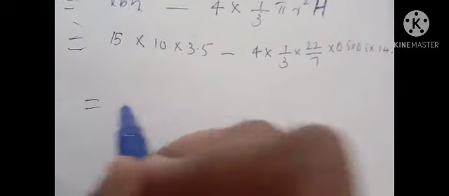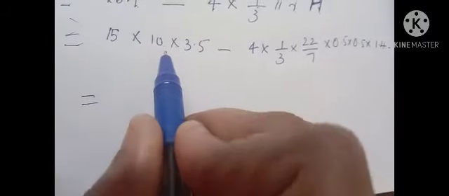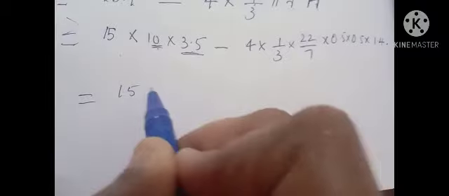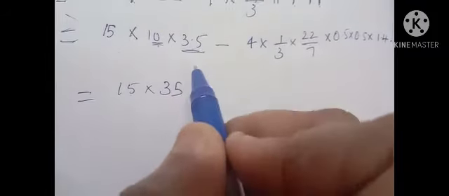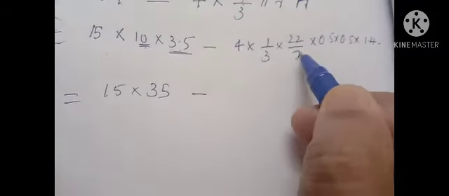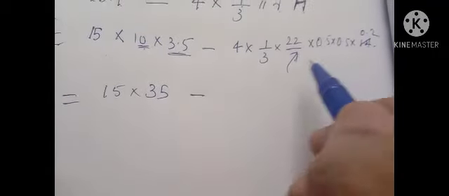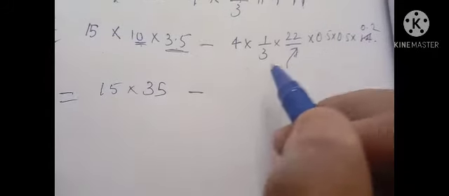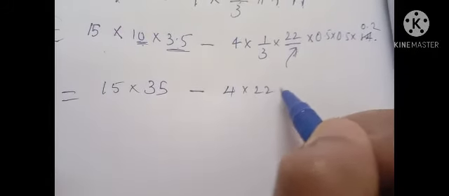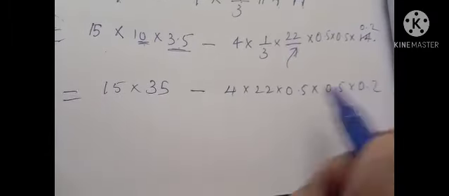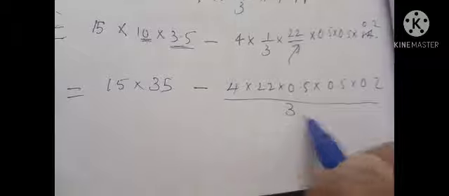Right? So here we have to simplify this. 15 into 10 into 3.5. 10 into 3.5 means what? 35. We can remove this decimal. Minus, here 7 and this 1.4 we can cut. Then we will get 0.2. Then we can't simplify it again. So 4 into 22 into 0.5 into 0.5 into 0.2 by 3. Okay. 15 into 35 is equal to 525.